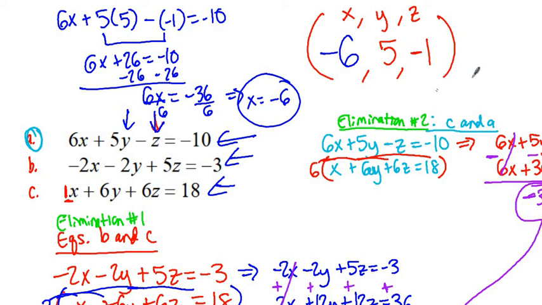Okay, but that's a three-variable system. We had one solution right there. In the next video, I want to show you what it looks like when you actually don't have a solution, when you have one of those special cases like infinite or no solution. So that's coming up next.